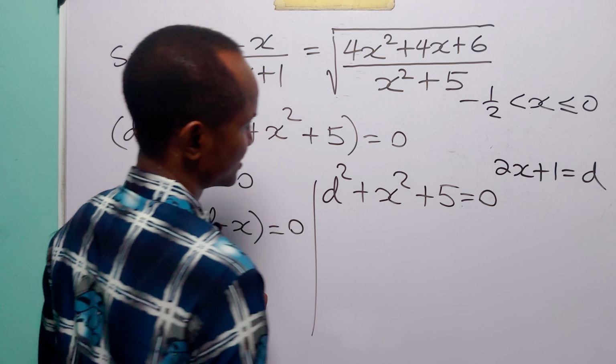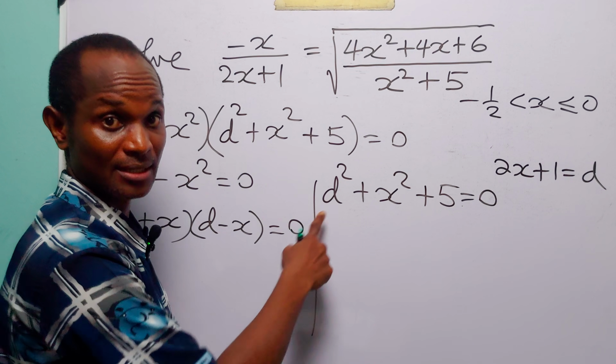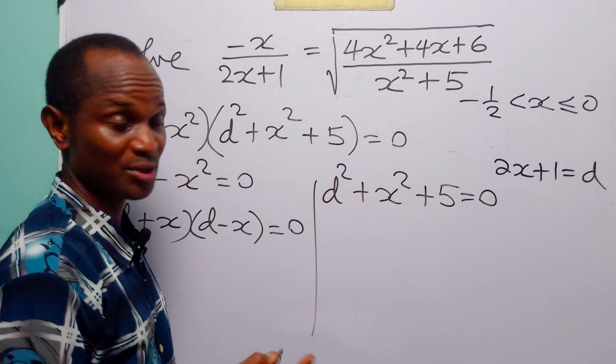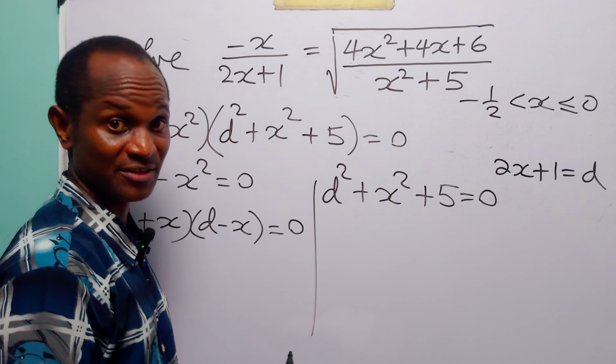Now let us look at this. Of course, you know that d squared must be a positive number, x squared must be a positive number, and 5 is a positive number.